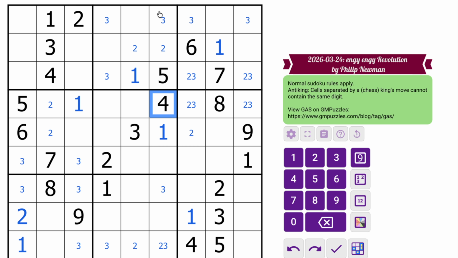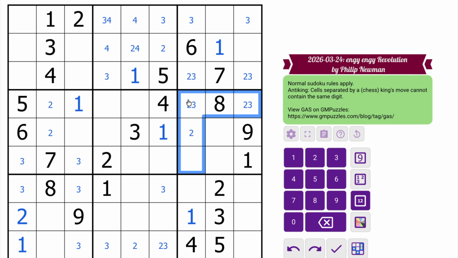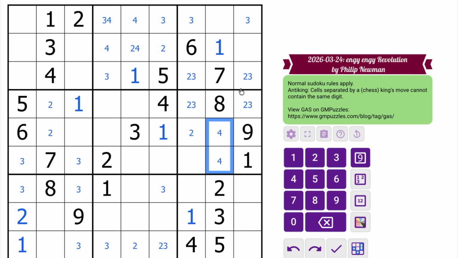Let's see for 4. We cannot have a 4 here, so 4 can be in one of these 4 boxes. We cannot have 4 here. We cannot have a 4 here. So 4 is definitely in one of these 2 boxes. We cannot have 4 here or here or here. So 4 is definitely here.